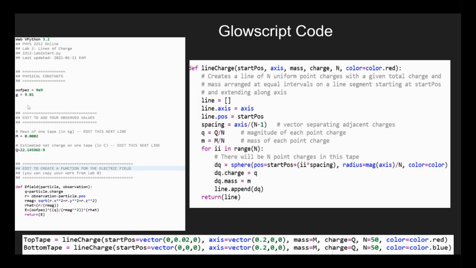Starting to look at the code, we defined some of the physical constants that we need in this computational model: gravitational acceleration, as well as the constant in Coulomb's law. This is the mass of the individual piece of tape taken from the previous experiment, and this is the net charge calculated for an individual piece of tape using this computational model. This is a function defined for the purpose of calculating the electric field induced by an individual point charge at a given observation location.